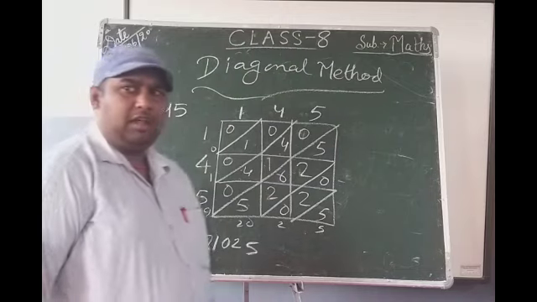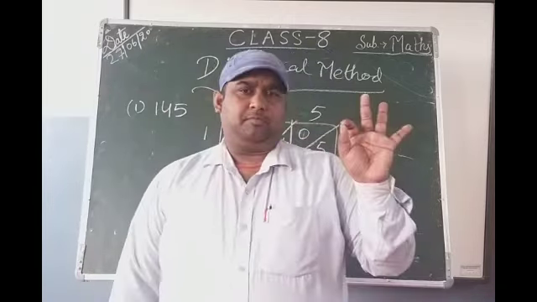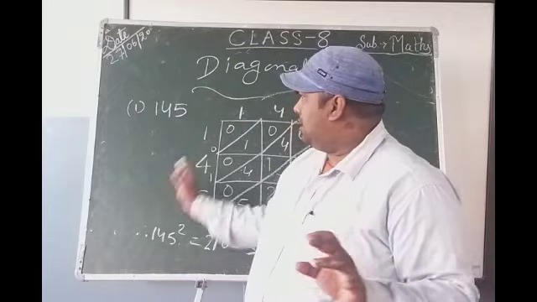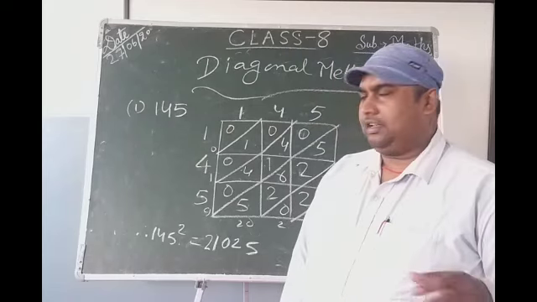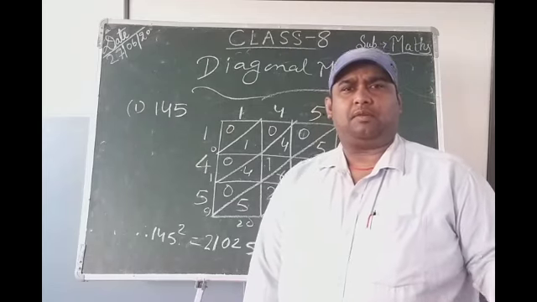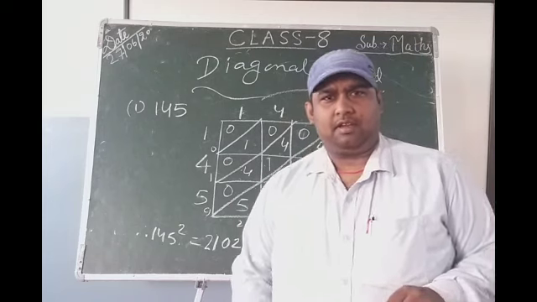Like this, you will try 2 types of questions today. We have learned today what the column method is, what the diagonal method is, and how to find squares with them. For today that much, and in the next video we will learn another method of finding the square and square root of a given number.